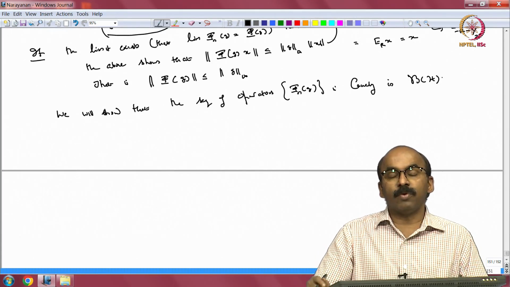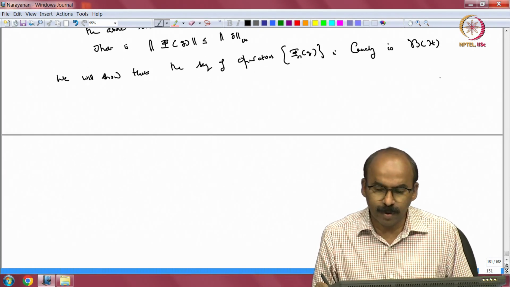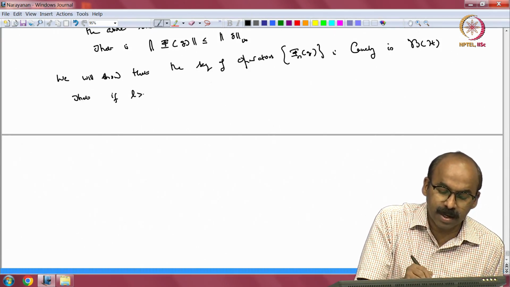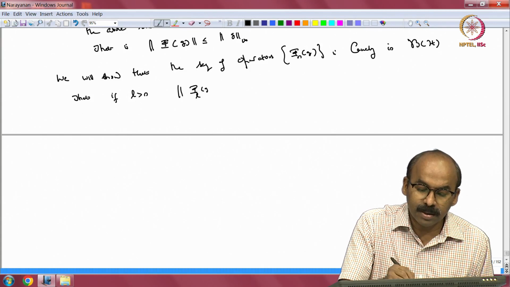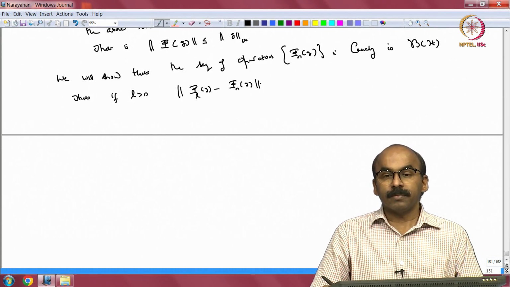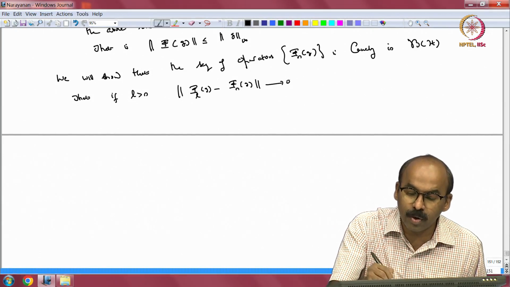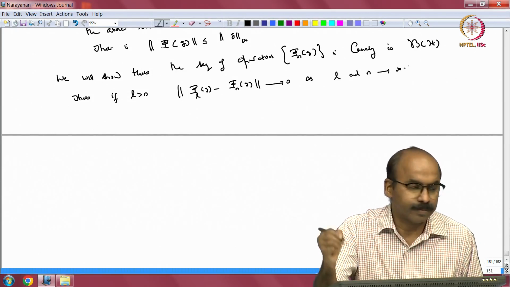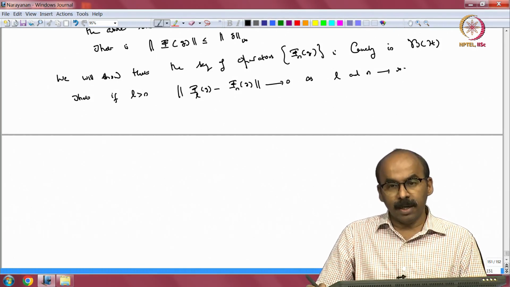That is how, in fact, if you look at the existence of the Riemann integral for a continuous function, this is essentially what we will do. So, if let us say L is greater than n, the norm of phi_L(g) minus phi_n(g), that would be the way you prove that this is Cauchy. So, we want to show that this goes to 0 as L and n go to infinity. That will prove that it is Cauchy, and hence the limit will exist.